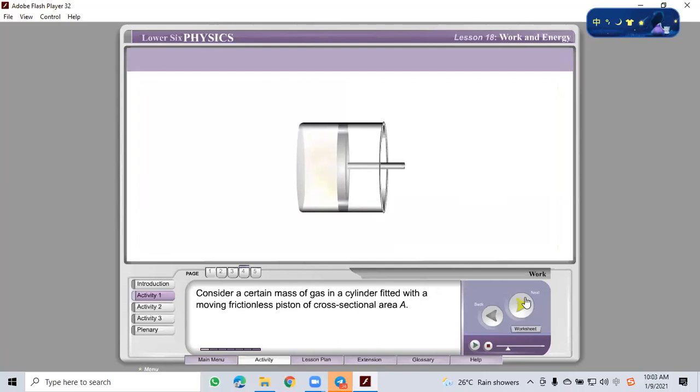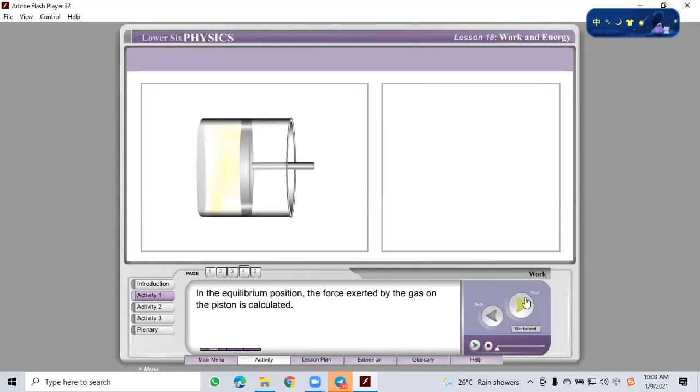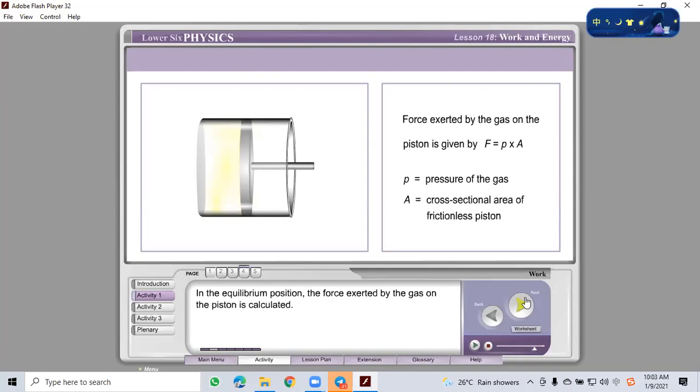Consider a certain mass of gas in a cylinder fitted with a moving frictionless piston of cross-sectional area A. In the equilibrium position, the force exerted by the gas on the piston is calculated. Force exerted by the gas on the piston is given by F equals P times A, where P is the pressure of the gas and A is the cross-sectional area of the frictionless piston.